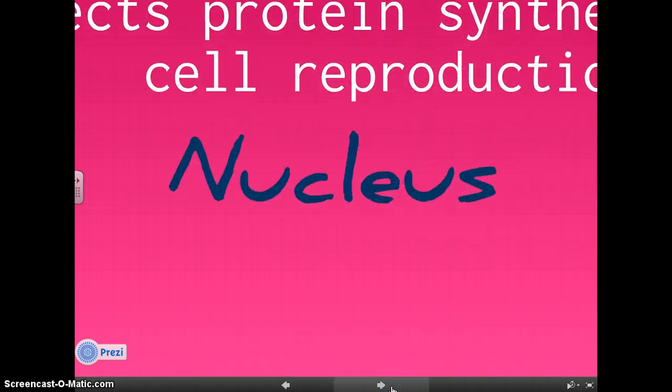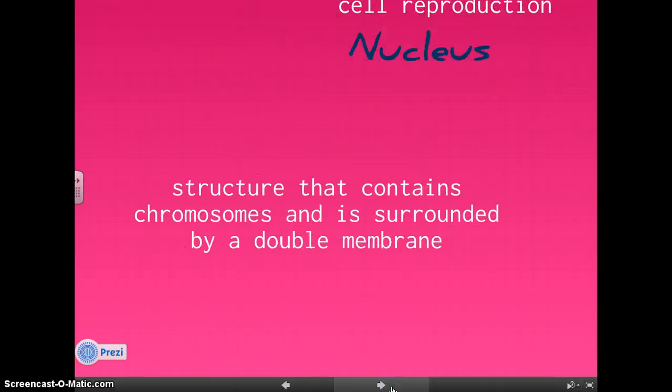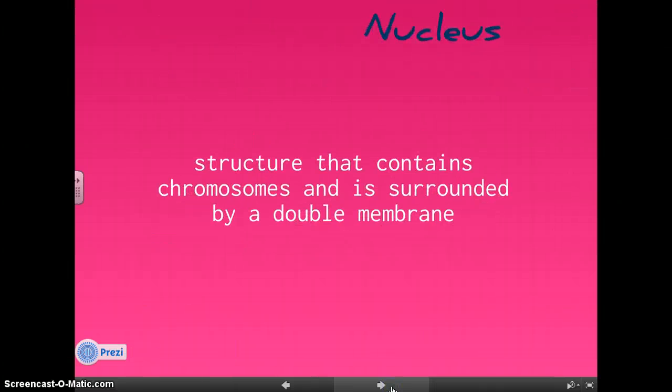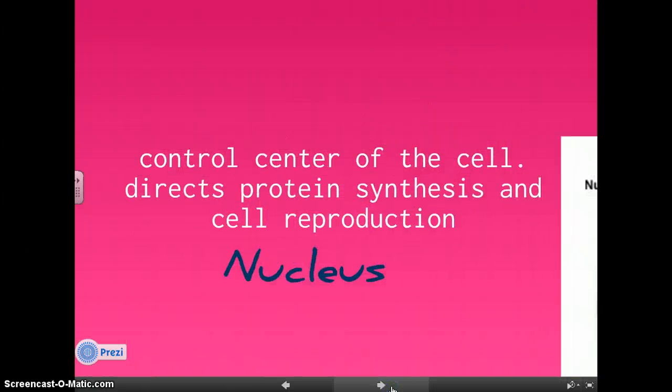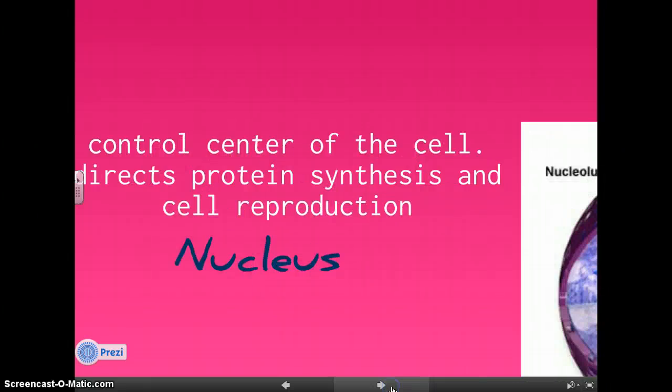The nucleus, one of the most important organelles of the cell, is a structure that contains chromosomes and is surrounded by a double membrane. It is the control center of the cell. It directs protein synthesis, and it is also in charge of cell reproduction.